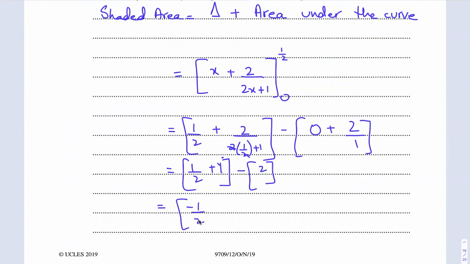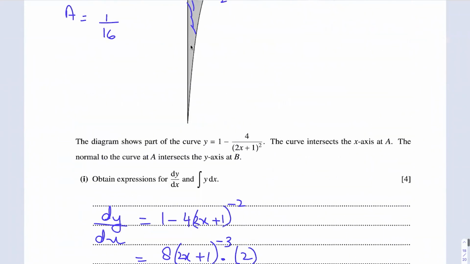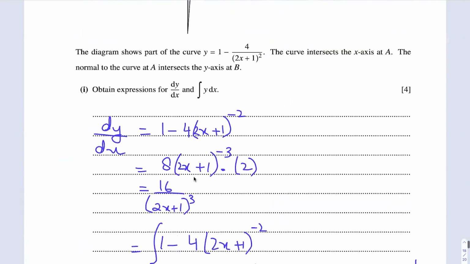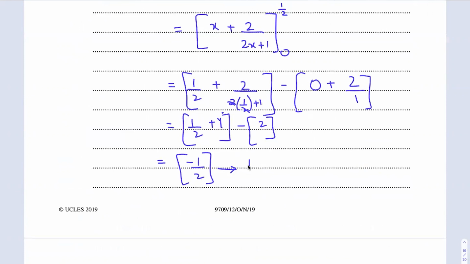Now, as we know that the area of the curve was lying beneath the x-axis, we'll get the answer negative. But as area cannot be negative, the area will be positive half. So the area of the triangle, which is 1 upon 16, and the area under the curve, which is 1 upon 2. Simplifying this, we'll get 9 upon 16 as the total area of the shaded region.